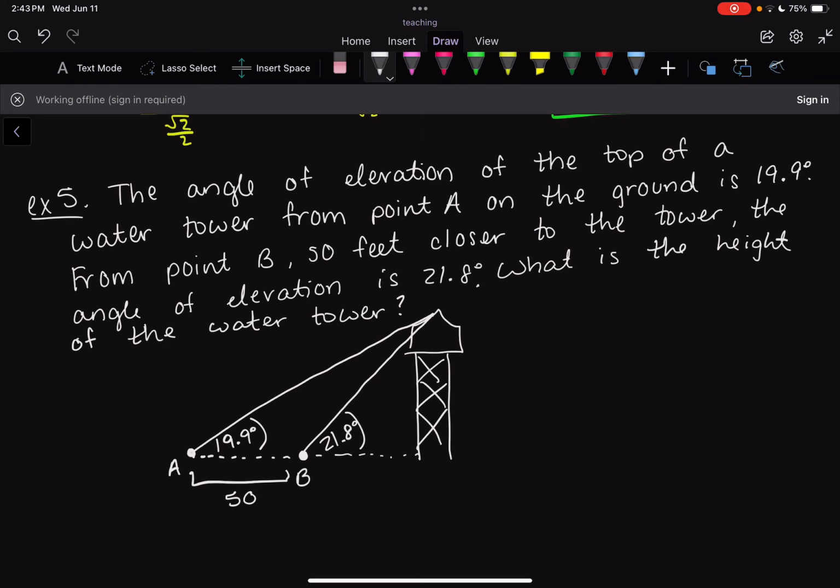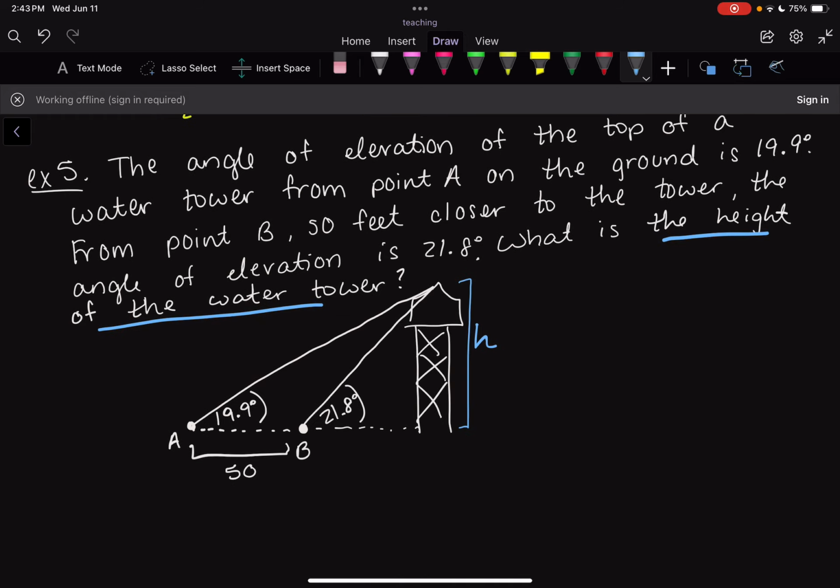Now let's see, I'm looking for the height. So I'll call this H. I'm looking for the height of this tower. I would like some more information. I know a little bit about the horizontal information, but not that much. I don't know how far this is. Let's go ahead and call it X. That would also make this whole distance right here X plus 50.